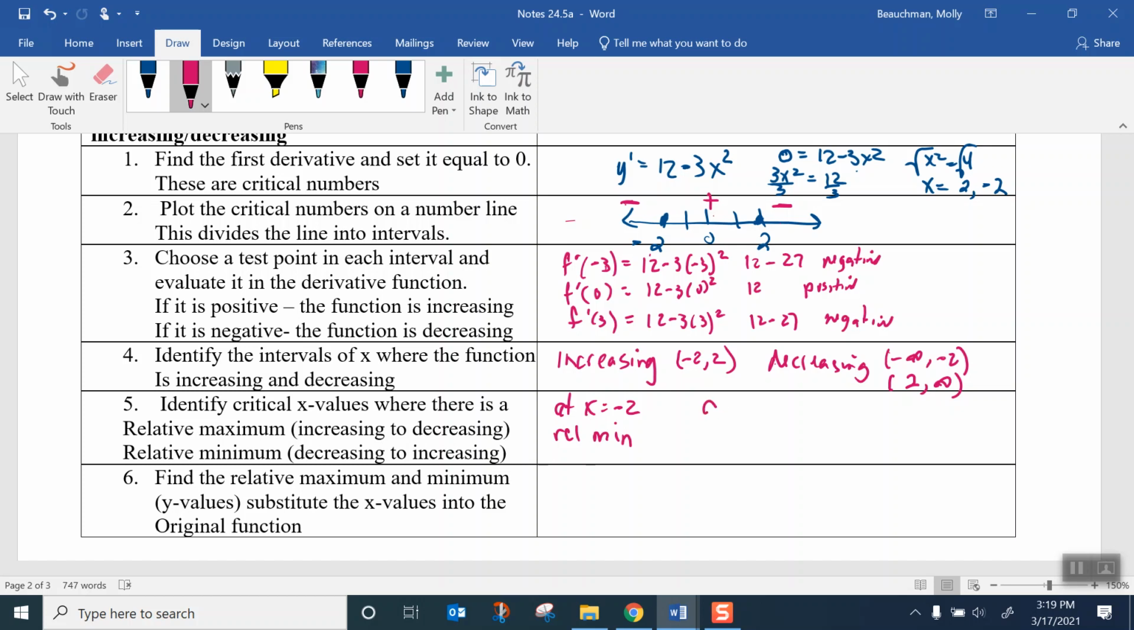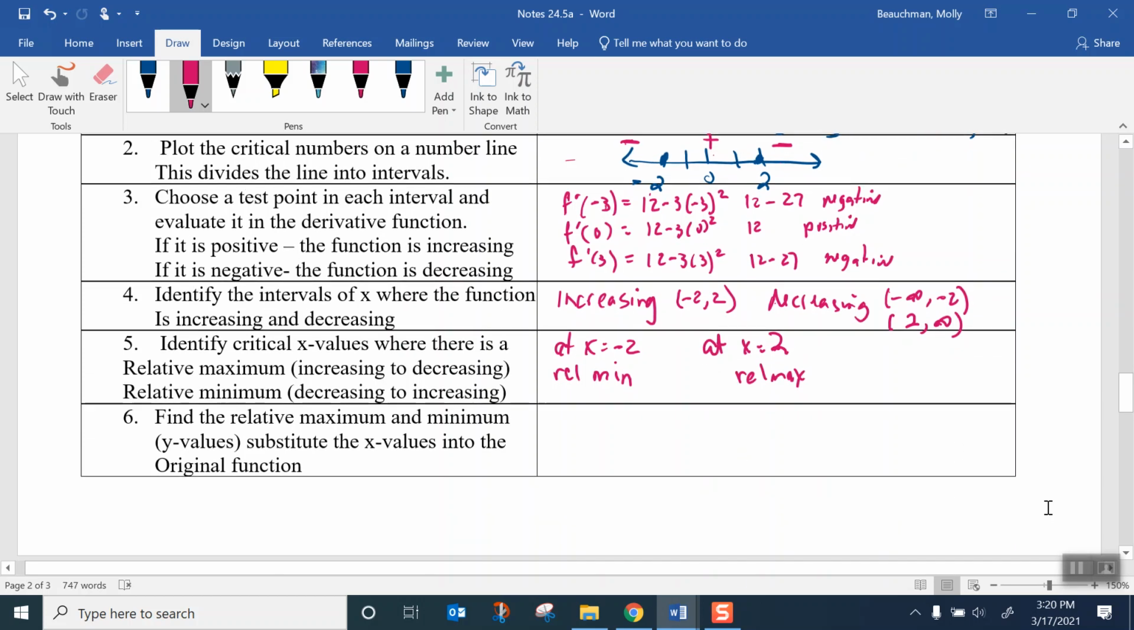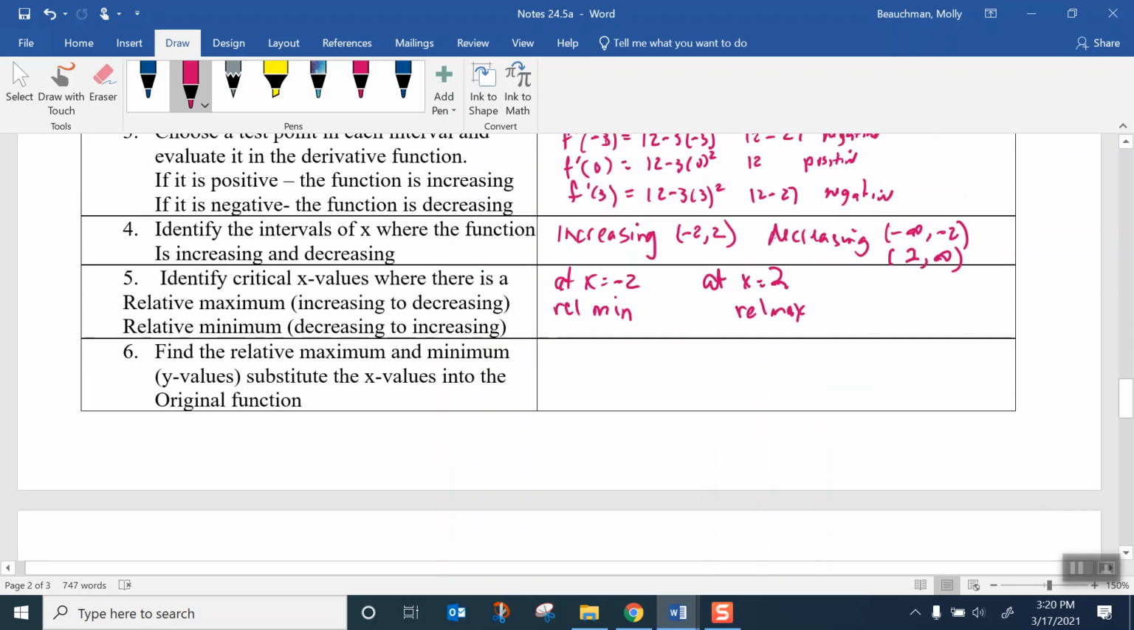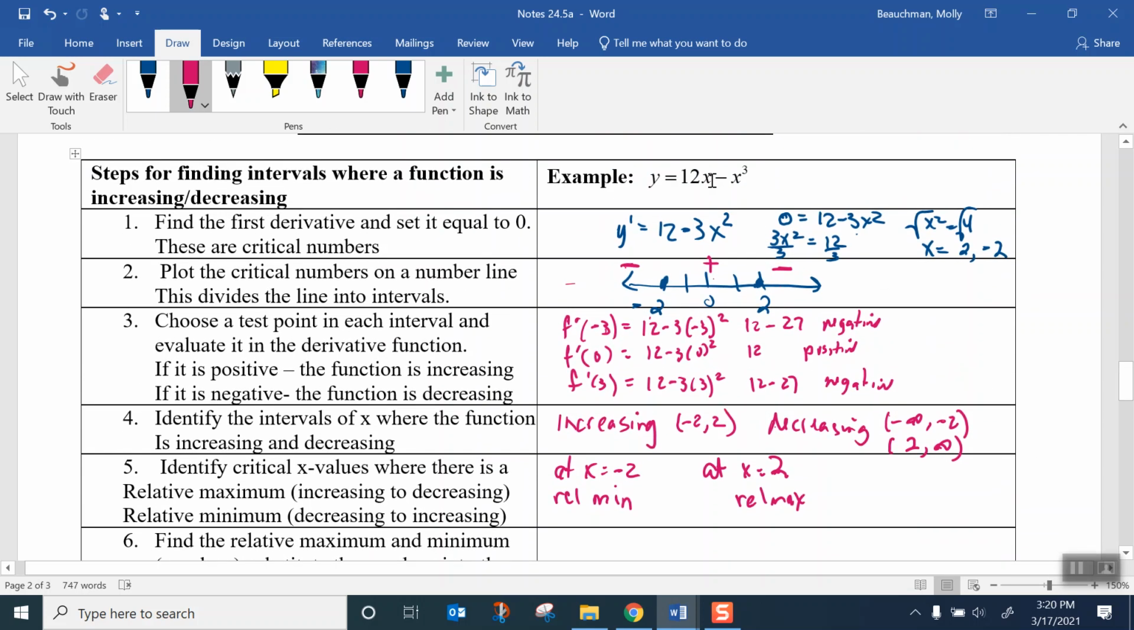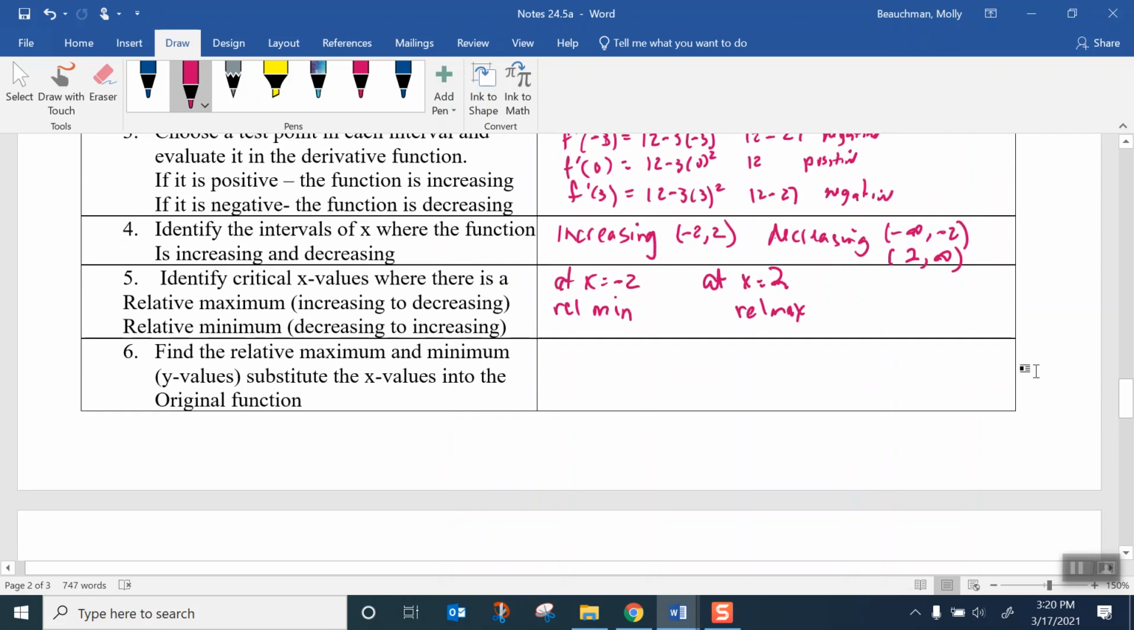And then at x equals 2, there's a relative maximum because our function is going from increasing to decreasing. So how do we figure out what those values are? We take -2 and 2 and substitute them back into the original function. So the original function was 12x minus x to the third.